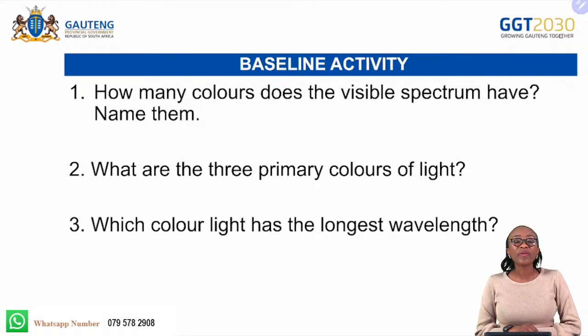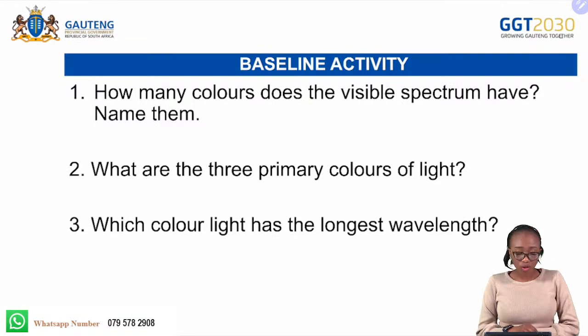Welcome back, grade 8. Now let's do the corrections together. I hope you are sending in the responses. If not, please have your pens and pencils ready for the corrections. So let's look at question number 1. How many colors does the visible spectrum have? Name them. So this is a two-part question.